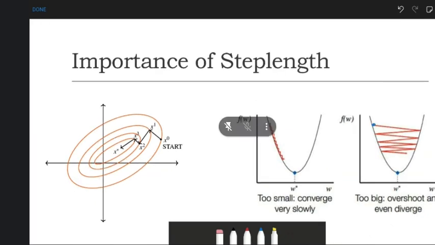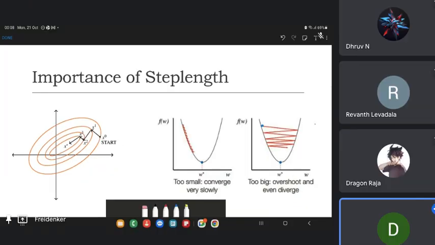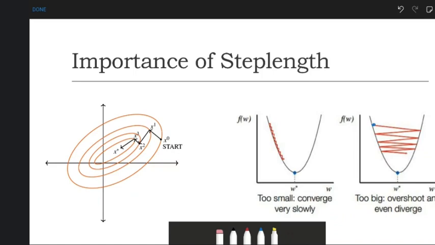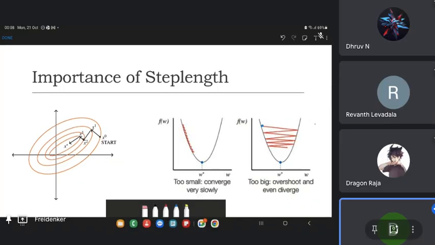Wait, something happened here with the proportions. One minute. Okay, I think now the proportions are right. Is it possible to adjust this? Okay, fine. It's fine now.